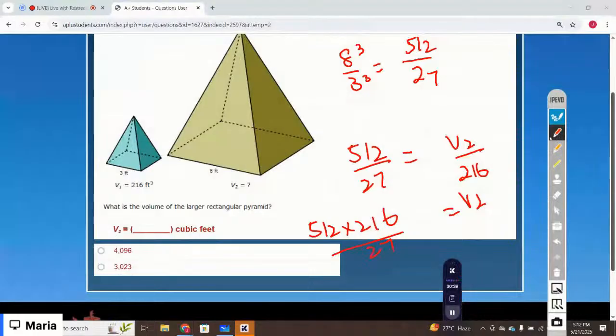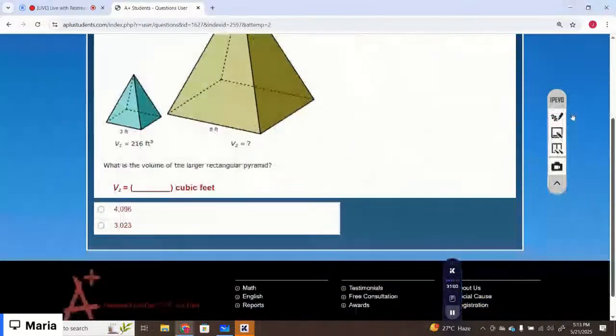512 times 216 divided by 27. That is 4,096. Option number 1 is the correct option. That is 4,096.